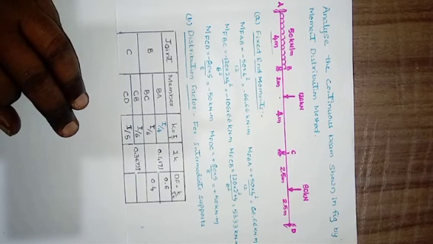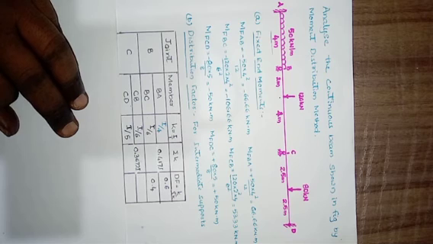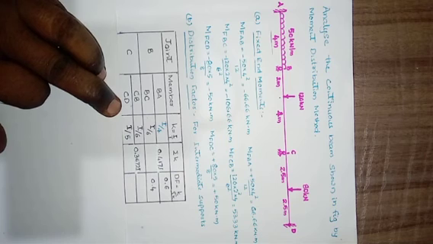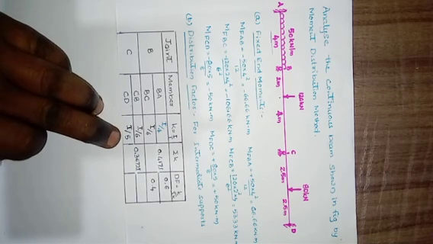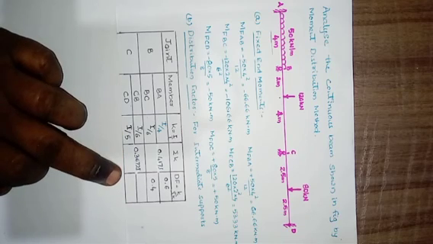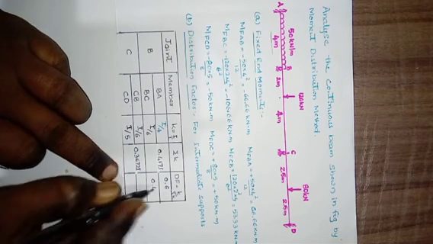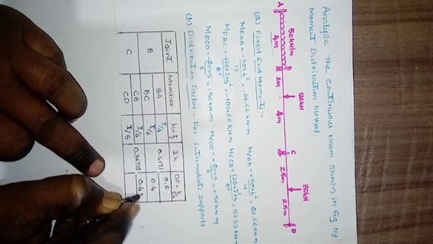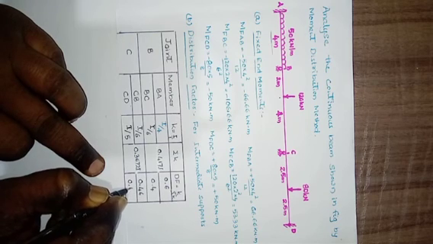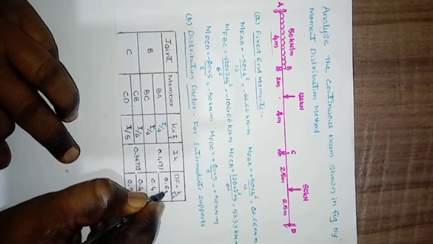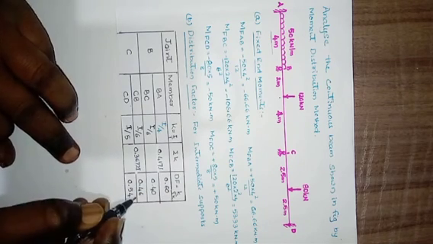Then if you want to calculate the distribution factor, KCB, KCD, and summation K we have already calculated. The distribution factor for CB equals KCB divided by summation K, that is 0.46. For the other member, that is 1 minus 0.46, which is 0.54. This one is 0.60, this one is 0.40, this one is 0.46.